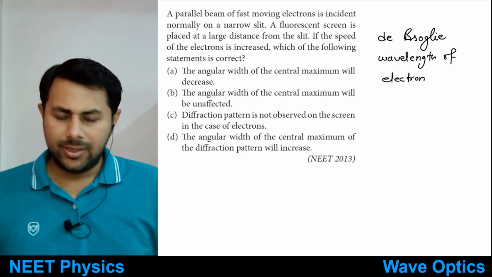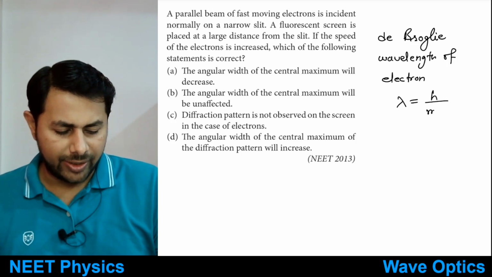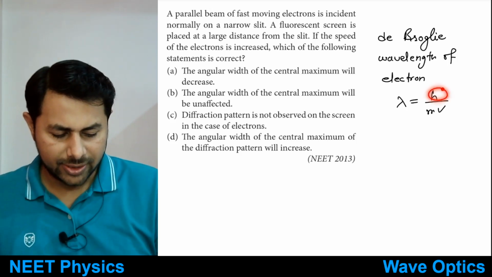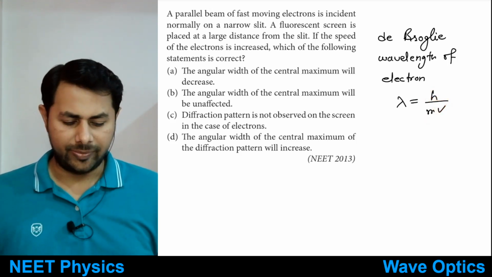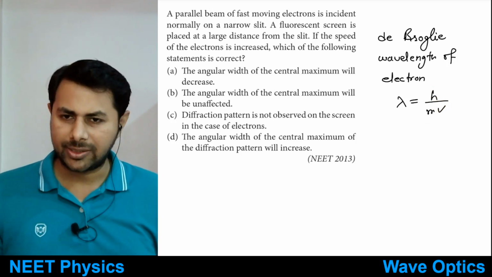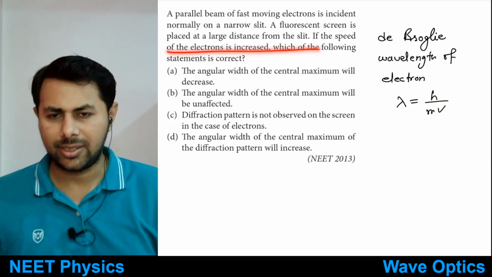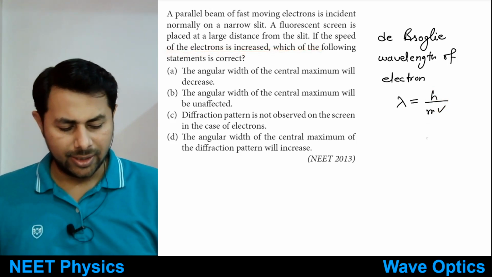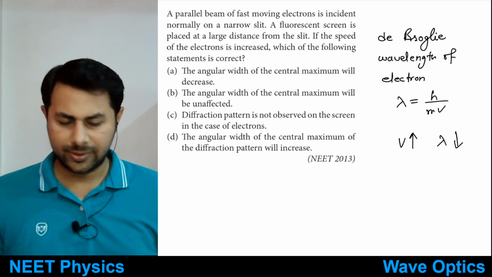We are going to study this in dual nature of radiation and matter. Lambda is equal to h by mv. Here h is Planck's constant, m is the mass, and v is its speed. It's the de Broglie wavelength of any object with mass m moving with speed v. So if the speed of electrons is increased, what will happen to the wavelength? If v increases, the wavelength decreases.